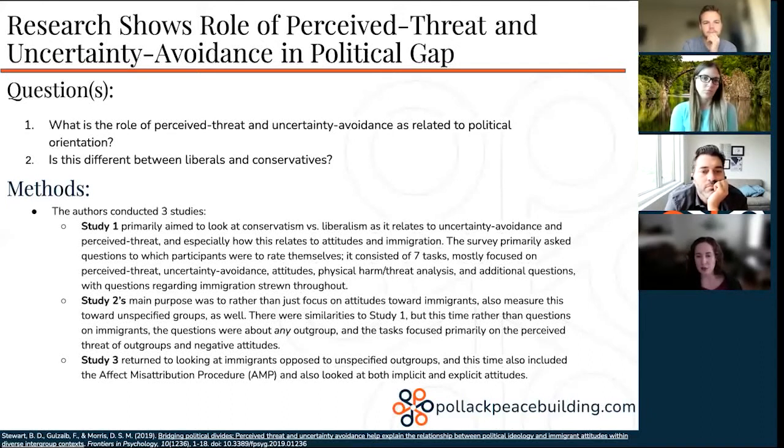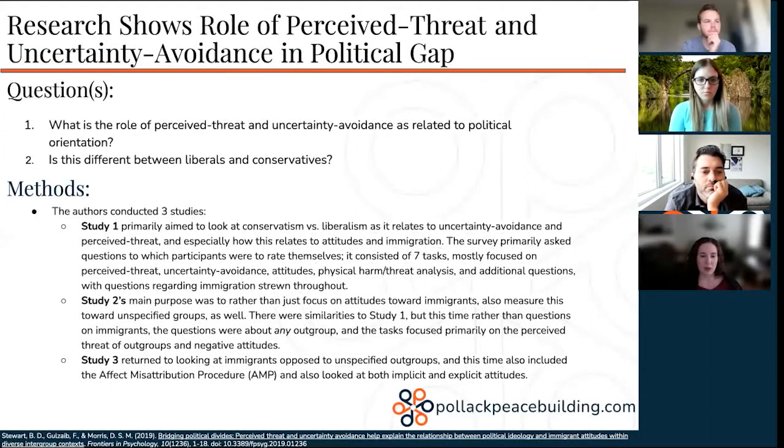So they conducted 3 studies. All of the studies were pretty similar in nature. They were all online studies, and they looked specifically at the issue of immigration, since we already know that that's somewhat of a polarized issue in some regard. And then they used uncertainty avoidance and perceived threat through those lenses to see basically if there was a difference between conservatives and liberals.